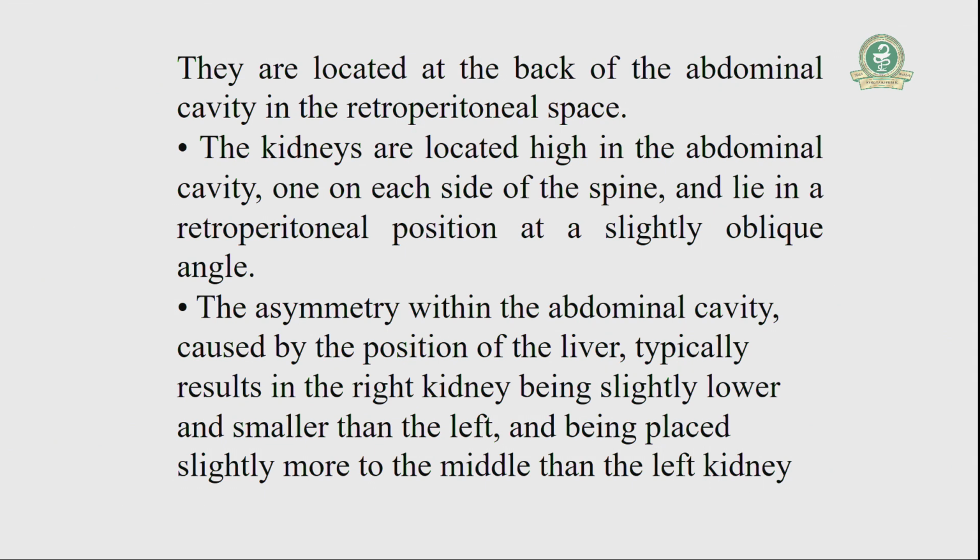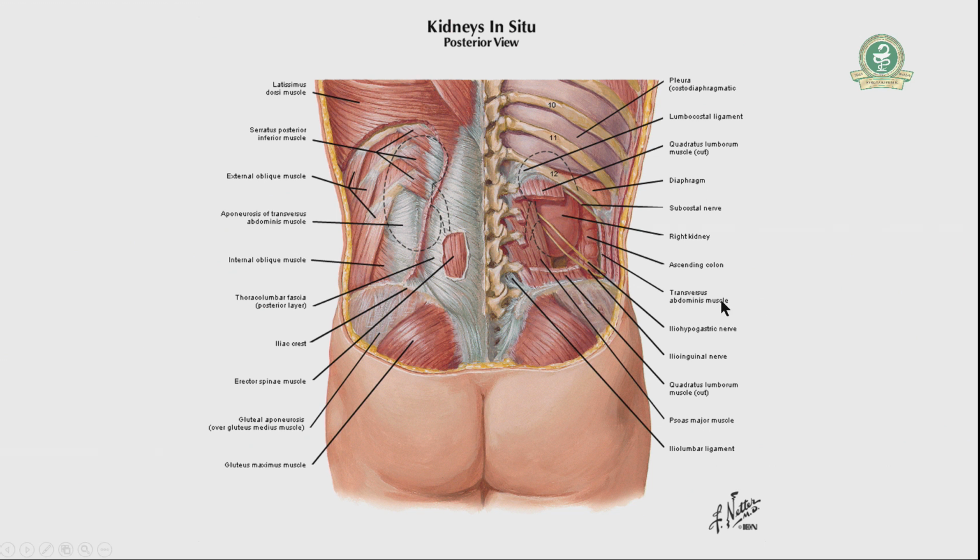I repeat for you. The asymmetry within the abdominal cavity caused by the position of the liver typically results in the right kidney being slightly lower and smaller than the left, and being placed slightly more to the middle than the left kidney. We can see the kidney in the retroperitoneal space, on this back side.